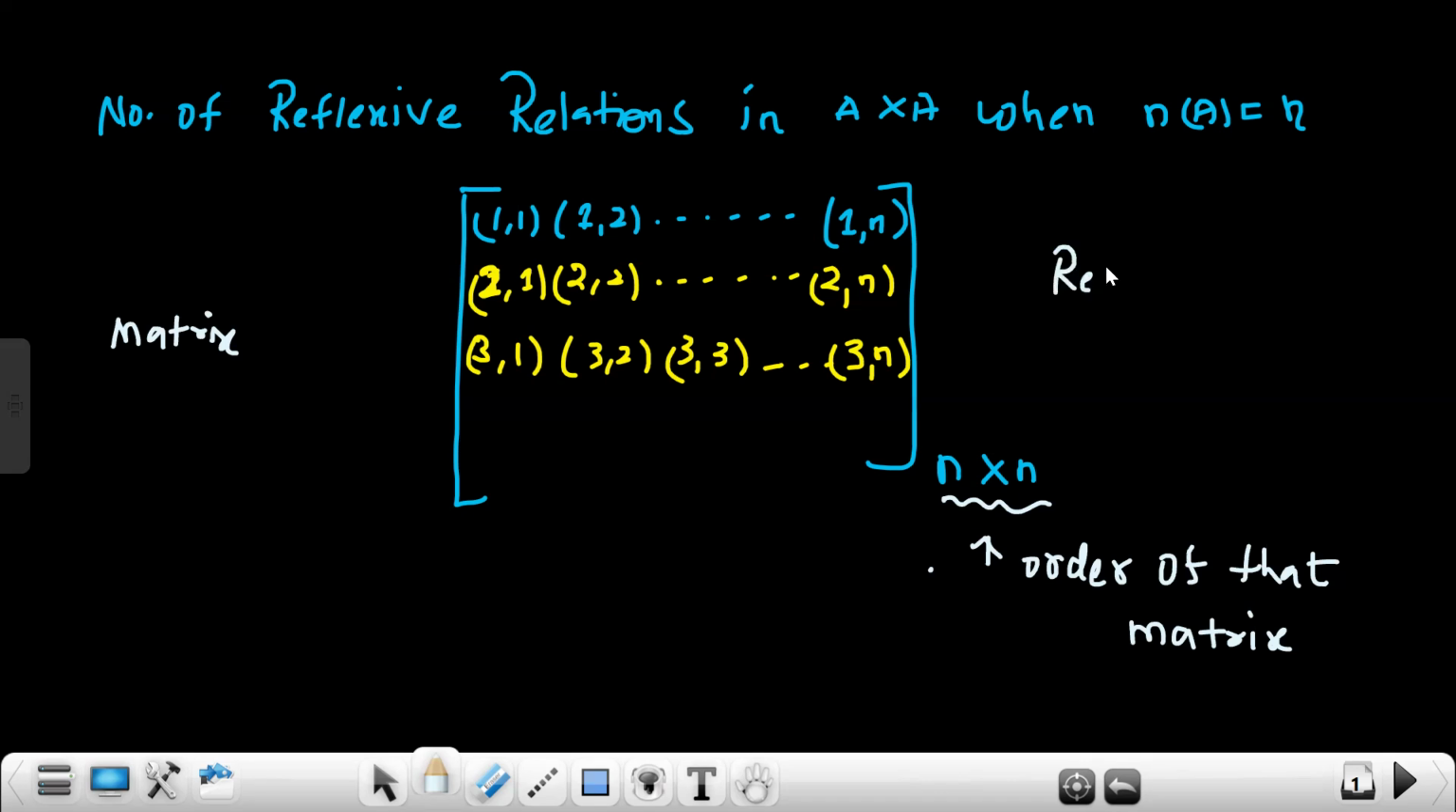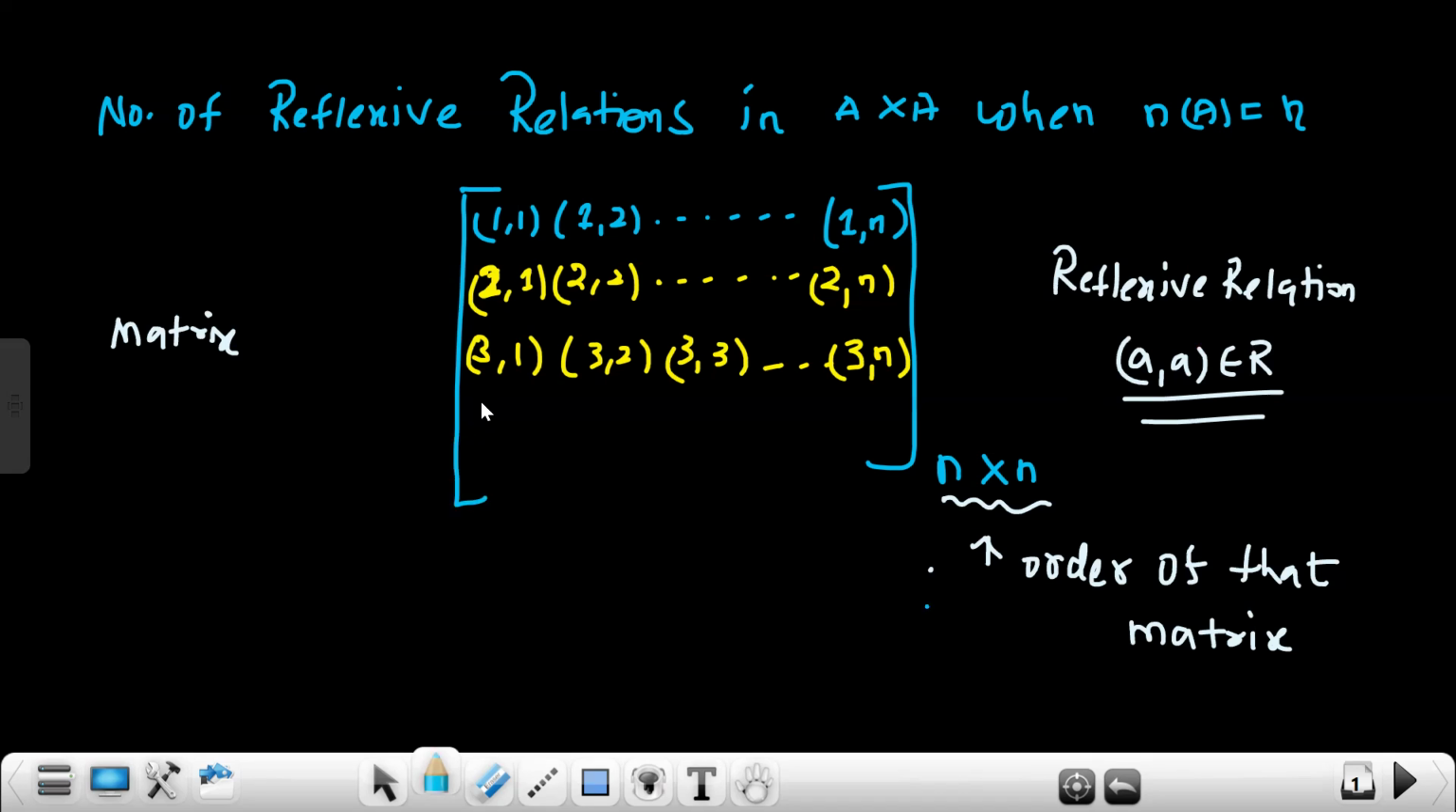So now we are asked for the number of reflexive relations. What is a reflexive relation? A reflexive relation means when there is a relation with itself. That means (a, a) should belong to R. If this is the condition being followed in a particular relation, we can say that particular relation is a reflexive relation.